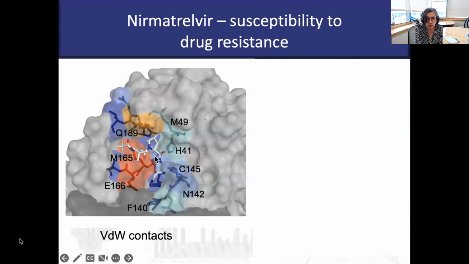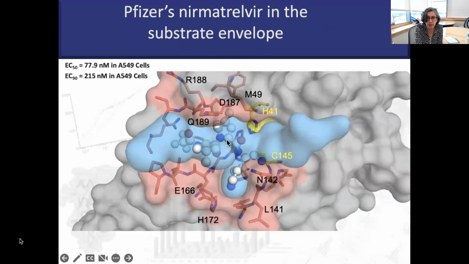To further this, the interactions, so going back, there are interactions where it's protruding out at glutamine 189, a little bit at methionine 49, and at E166 and asparagine 142.